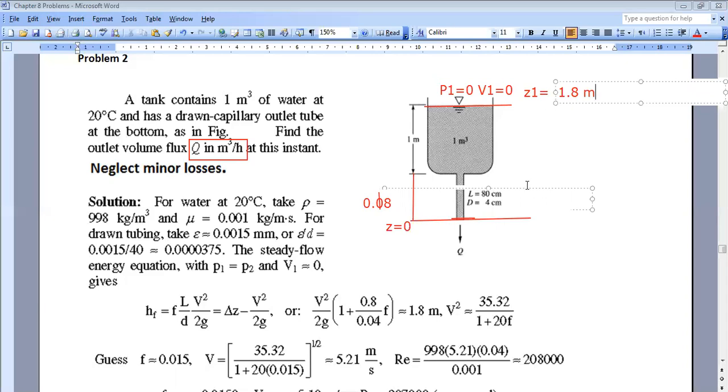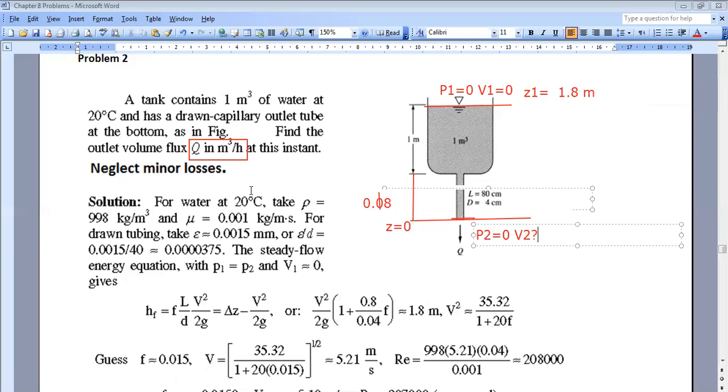And concerning 2, at level 2, you are exiting at the atmospheric level, so P2 gauge is 0. And V2 is unknown, because Q is not given here. So the first step I will do is to write the energy equation. And also here they said neglect minor losses.